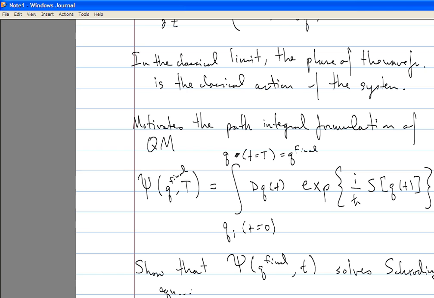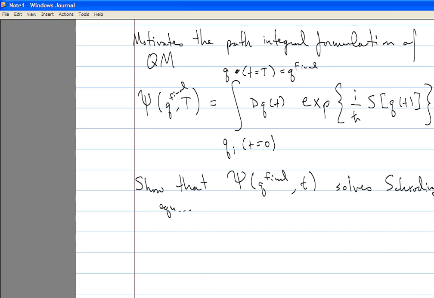H bar is the quantum of action. Action is a dimensionful quantity. It has units of energy times time. So you can't exponentiate it, because you can't exponentiate a dimensionful quantity. So you need something with dimensions of action that you can divide it by in order to exponentiate it. And the name that we give that quantity is h bar. So if you really want to think of the correct way of thinking of what h bar is physically, h bar is the quantum of action.